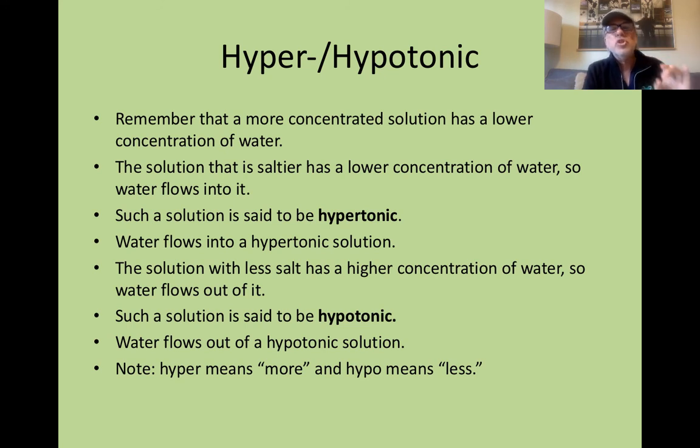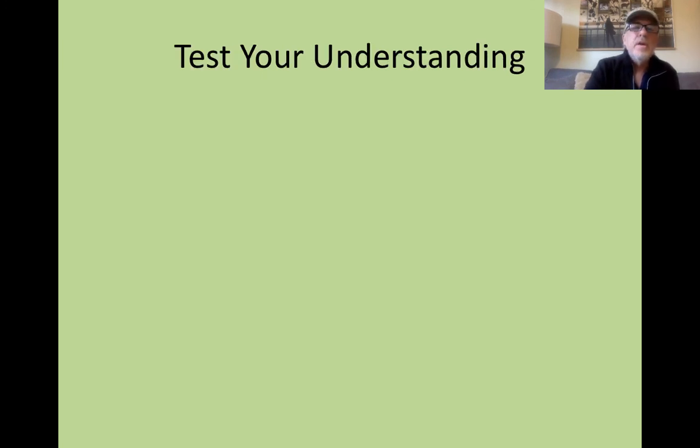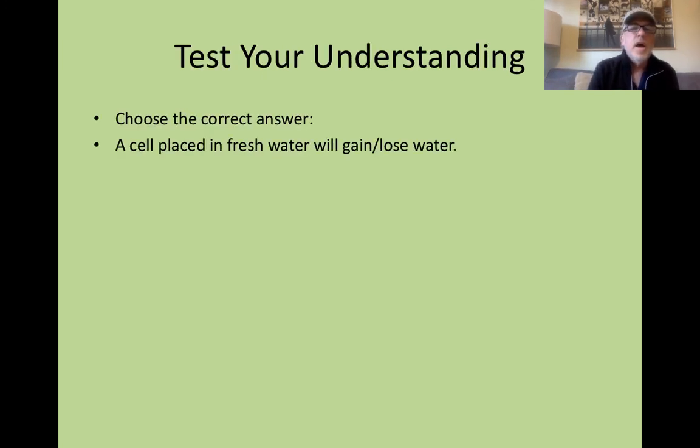If two solutions have the same concentration of solutes, then they are called isotonic, where the prefix iso means the same. So here's a test. A cell placed in fresh water will gain or lose water. What do you think?